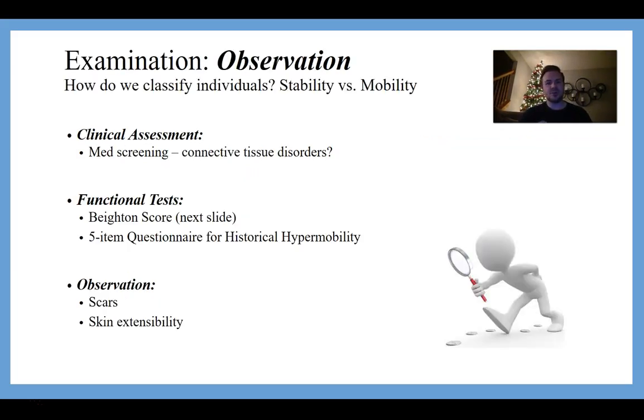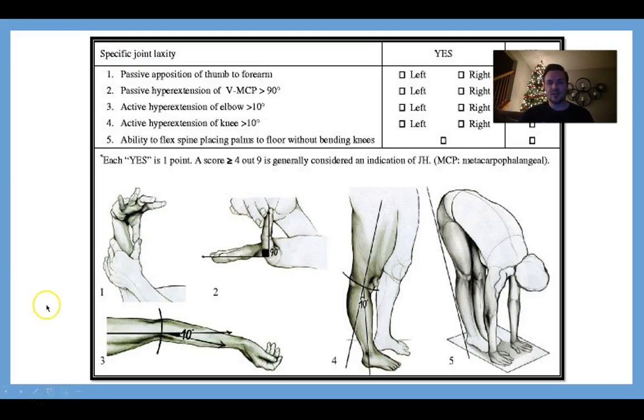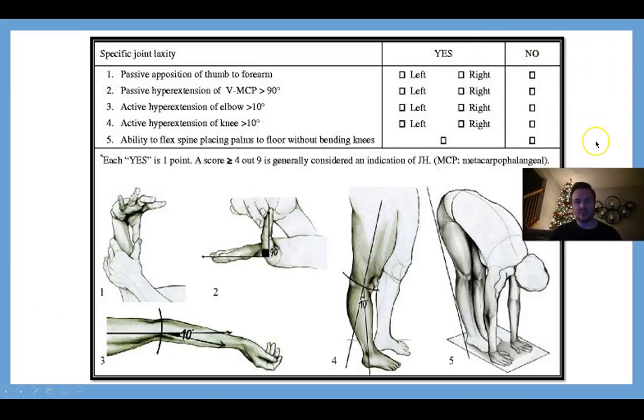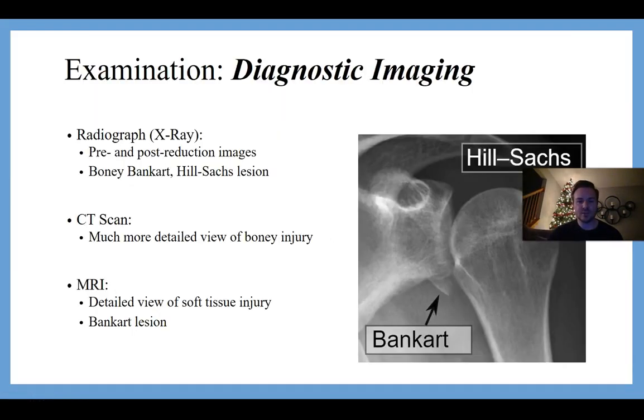So observation, what do we want to do? A clinical assessment, medical screening. Do they have a connective tissue disorder? Functional tests like the Beighton score, and observe anything like scars or skin extensibility that might give you a clue into their elasticity, their genetic elasticity. Here is a picture of the Beighton score. You guys should have already gone over this at some point, and if not, we can certainly spend some time doing it, but I want you to pause here and just look this over, obviously.